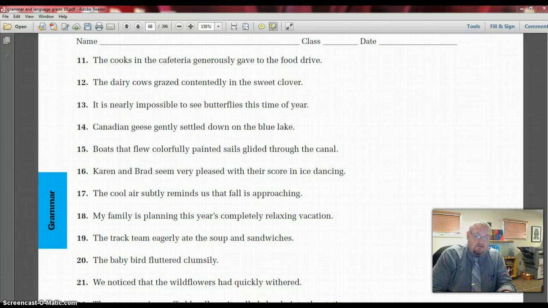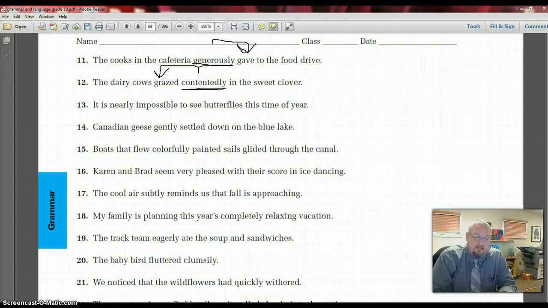Okay, so by now you should have had plenty of time to do 11 through 20. And let's look at finding the adverbs. The cooks in the cafeteria generously gave to the food drive. Generously gave. The dairy cows grazed contentedly in the sweet clover. Contentedly grazed.